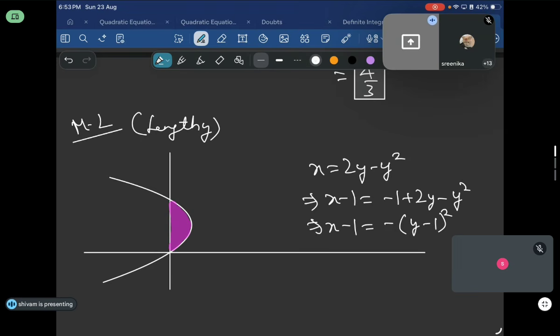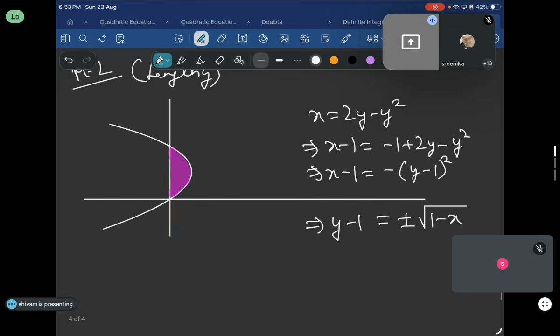Are people getting? Minus of x minus 1 whole square. So from here, y is equal to what? There will be two branches. Y minus 1 will be equal to plus minus root over 1 minus x. And then y will be equal to 1 plus minus root over 1 minus x.